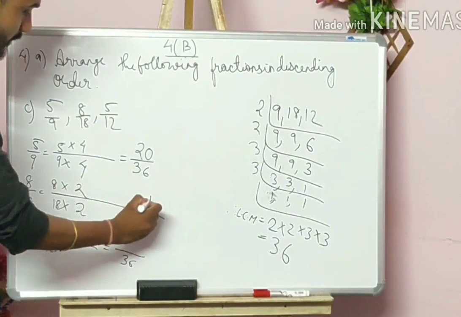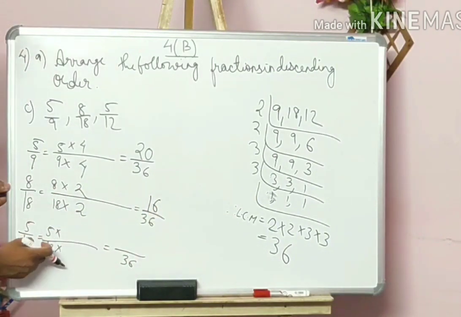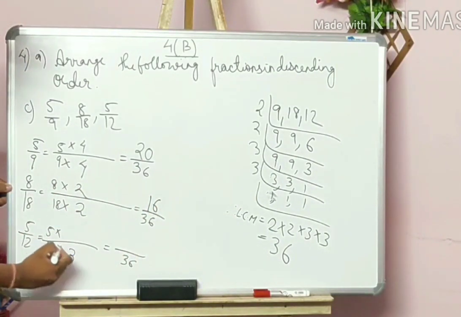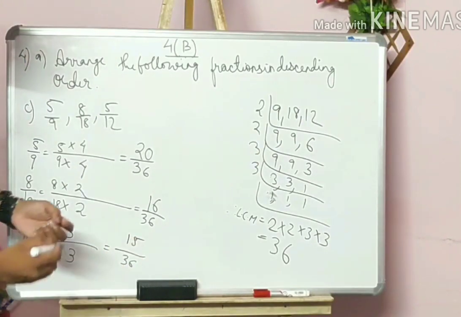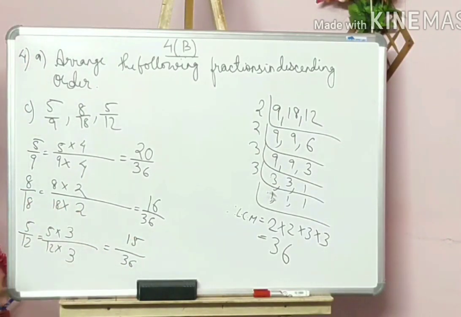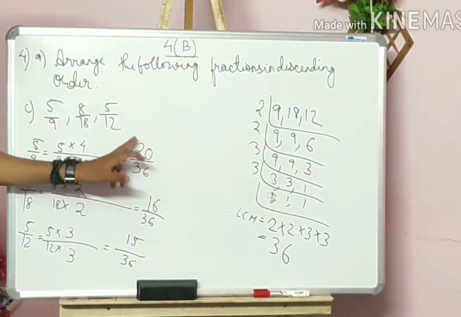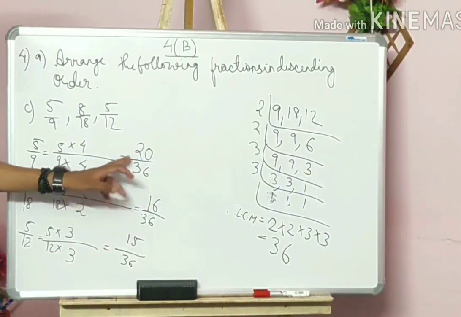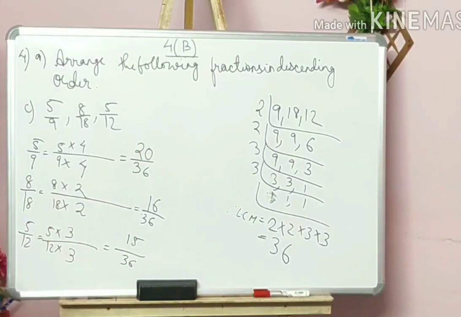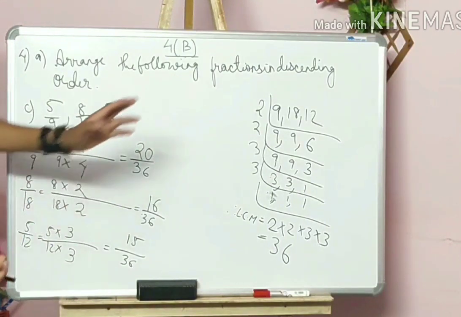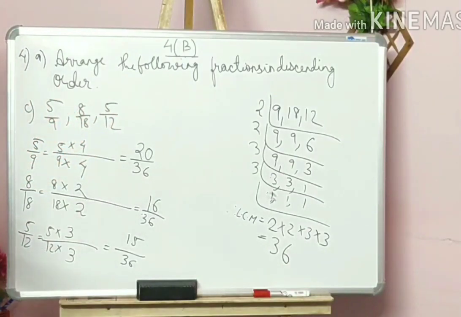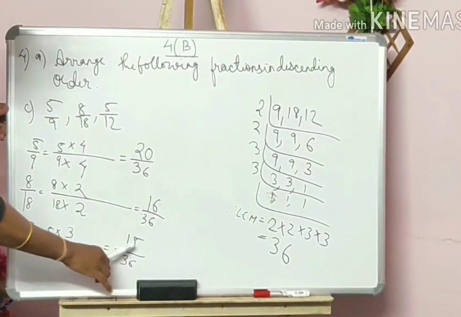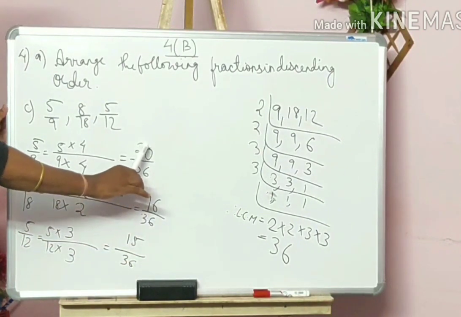So 8 2s are how much? 16, I have got. Again 12 into how much? 12 into 3. So for 5 also 3. So 5 3s are 15. So I think we have got the values. You see here that 15 by 36, 16 by 36 and 20 by 36 are converted into what? Like fractions. Now we have to find them in descending order. That means the first fraction that we write should be the greatest one, isn't it? So you see which one is the greatest: 15, 16 or 20? 20 is the greatest one.